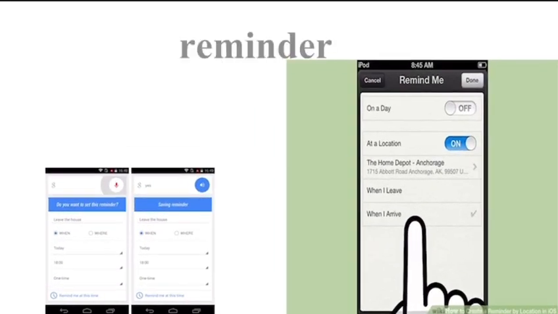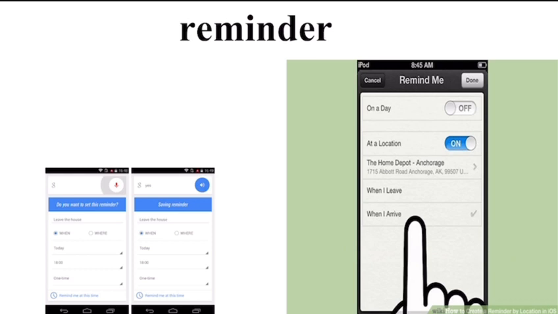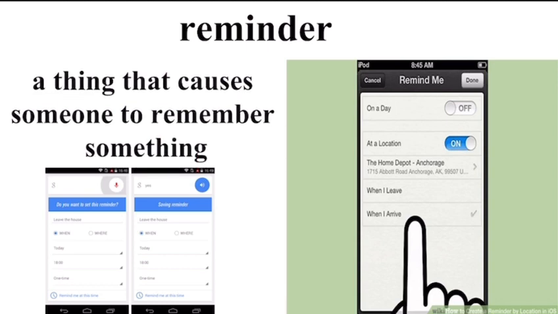The next word is reminder. Yes, as you see in this picture, this is the reminder. Reminder, a thing that causes someone to remember something. This is the reminder. So when I want to remember anything, I tell you to remind me with it.